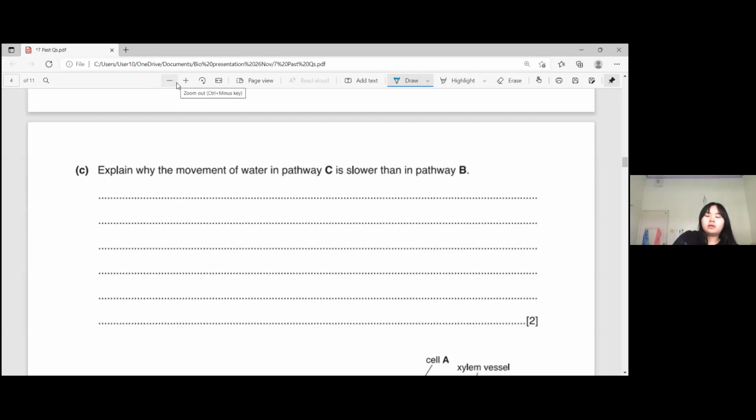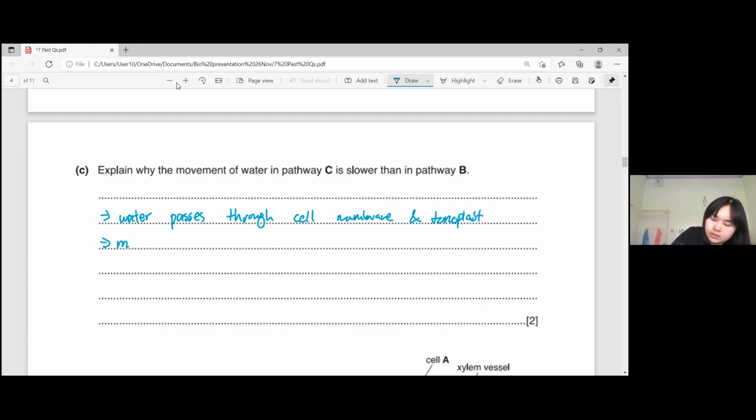So something that we can write here is how the movement of the symplast pathway works. The water in the symplast pathway passes through the cell membrane and the tonoplast. And the water moves from the cytoplasm to another cytoplasm through the plasmodesmata.